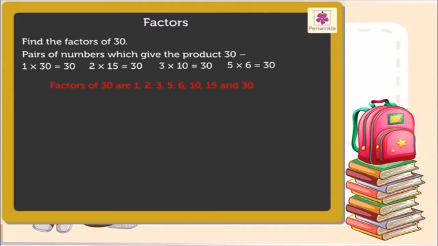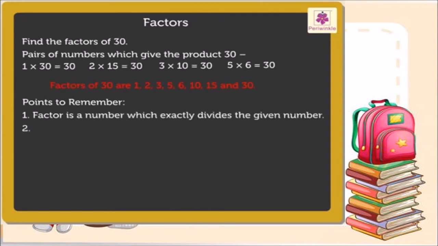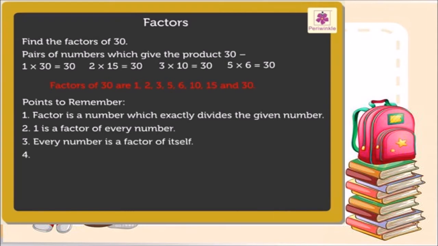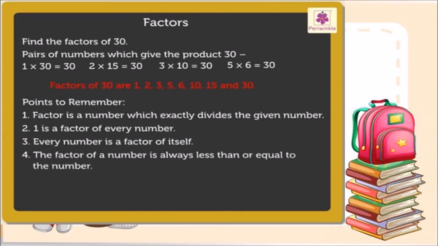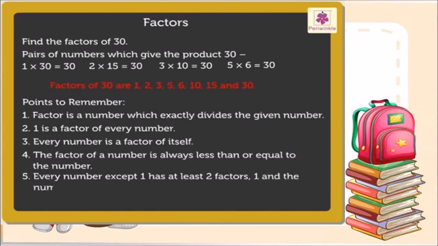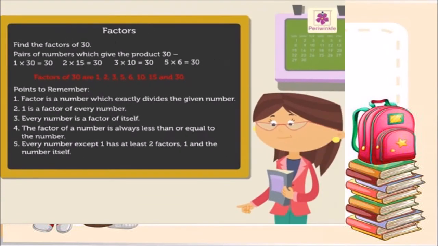Now, look at these factors and remember these points. 1. A factor of a number exactly divides that number. 2. 1 is a factor of every number. 3. Every number is a factor of itself. 4. The factor of a number is always less than or equal to the number. 5. Every number except 1 has at least 2 factors, 1 and the number itself. Wasn't it easy to learn about factors? Why don't you try to find the factors of some numbers yourself?